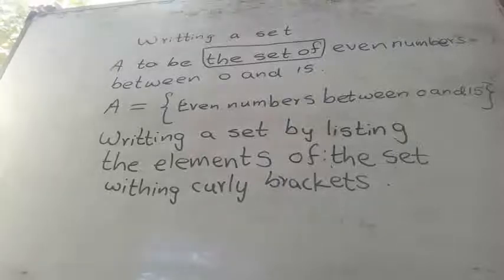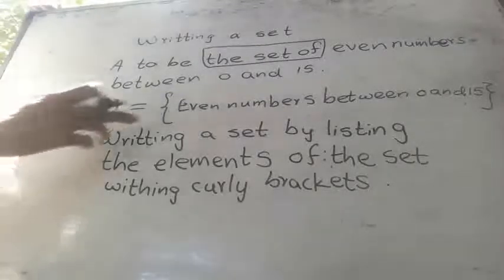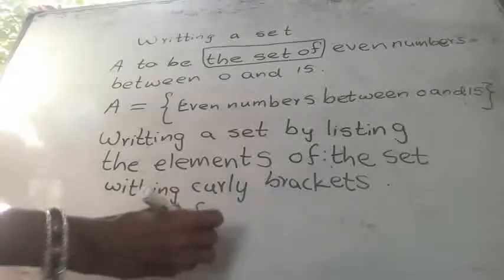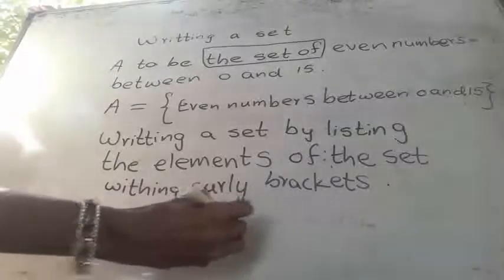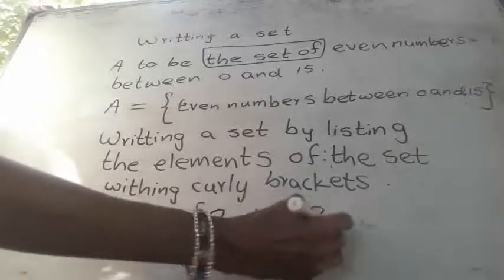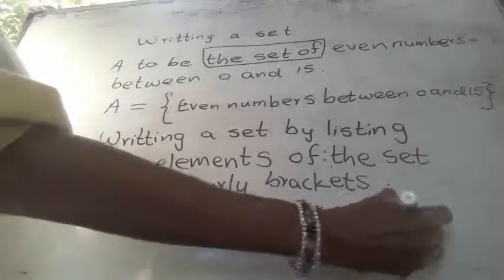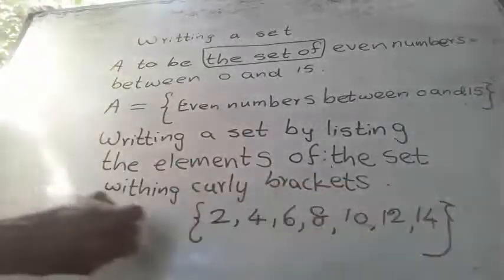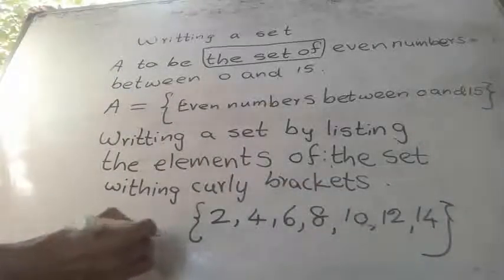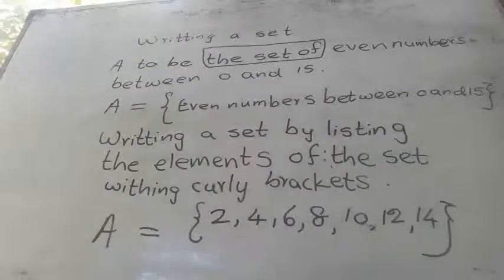Here we list all the elements of the set. An element is written only one time. Here, even numbers between 0 and 50: 2, 4, 6, 8, 10, 12, 14. We name this set as capital A.